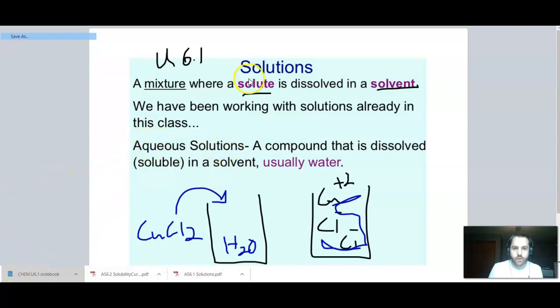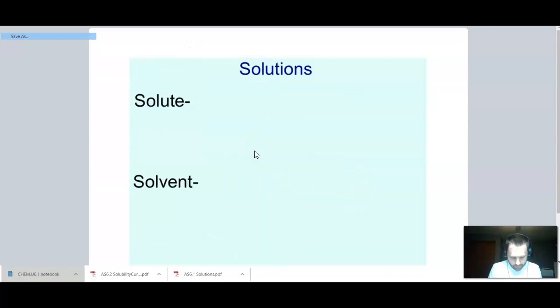So aqueous solution. I know these words are all similar. Solute is the thing that's being dissolved, like your copper chloride. Solvent is what's doing the dissolving, and combined, those things create a solution. We've worked with a lot of aqueous solutions, which would be like when you see it say CuCl2 aqueous. The solvent we use is almost always water. There are other ones you could use, but for the most part, that's what it'll be.